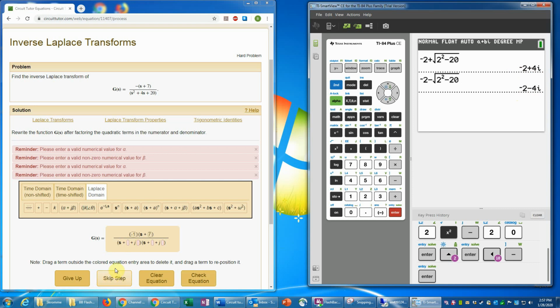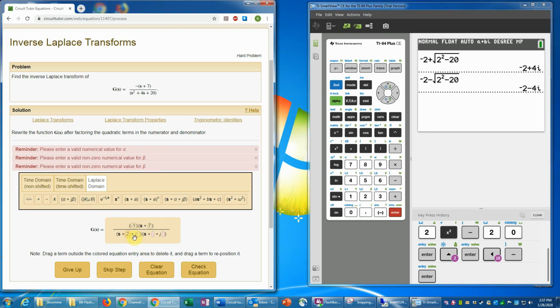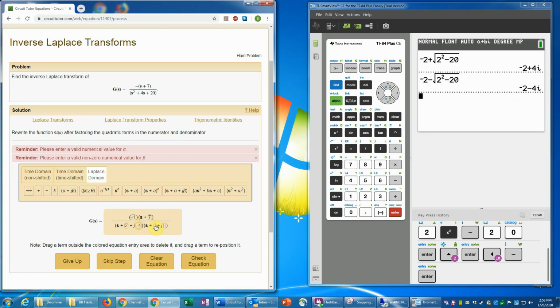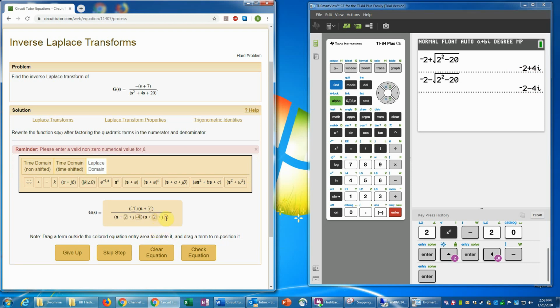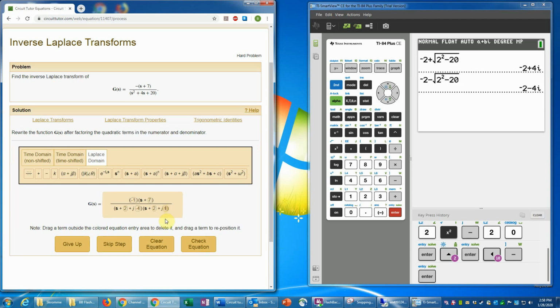So I'm going to have s plus 2 minus 4i. So that means plus j. Since there's a plus sign pre-printed, I'll put j minus 4, which is allowed there. And then the other one will be, again, s plus 2. In this case, it'll be plus 4j.